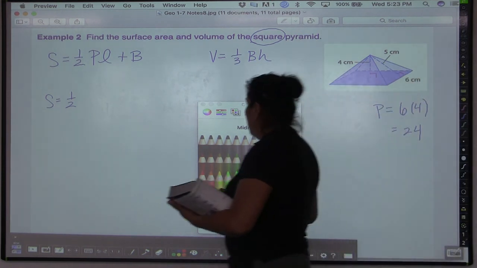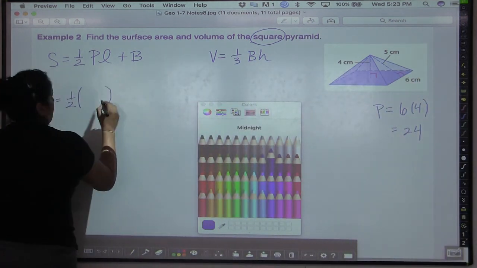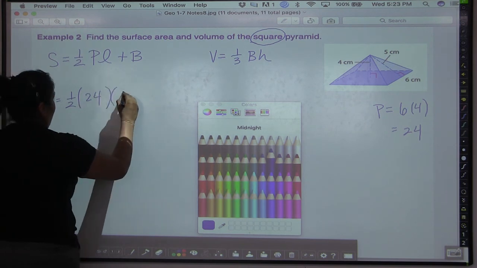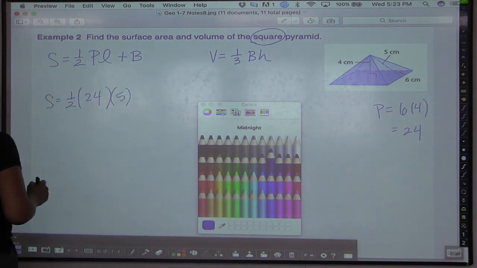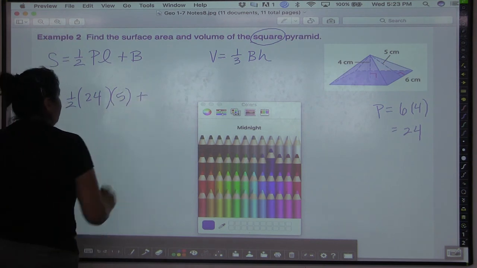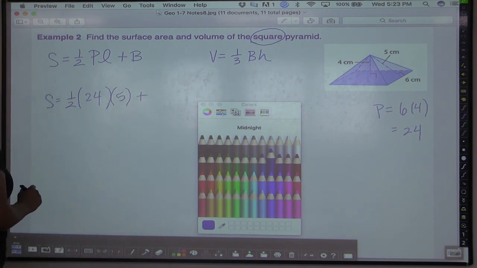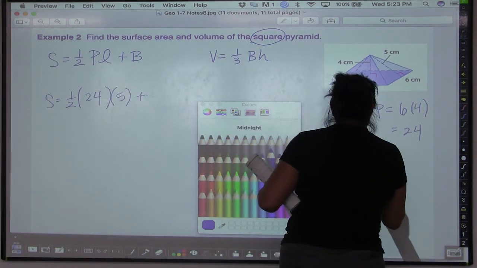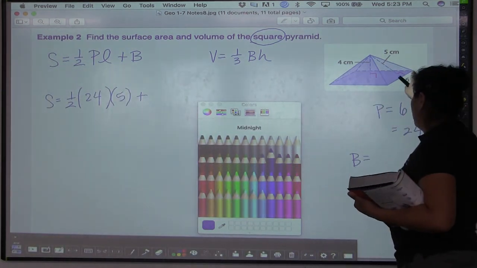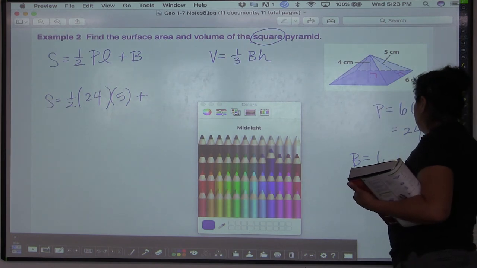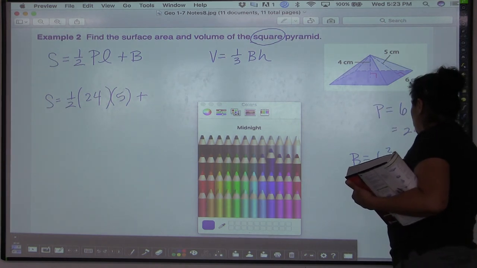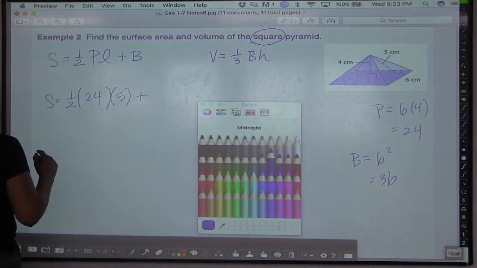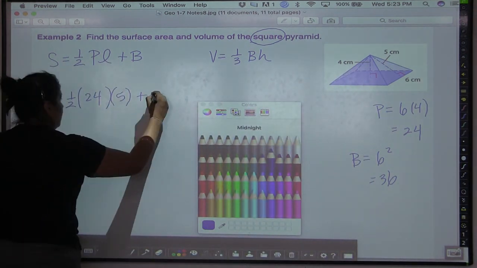And so when I come over here, I'm going to plug in for P 24. Then I'm going to times it by L, which we know is 5 from the diagram. And then we're going to add B. And remember that B is the area of the base. So again, over here, for B, that's the area of the base. And since again, the base is a square, it's going to be 6 times 6, or 6 squared, which is 36. So in the place of B over here, we're going to add the 36.